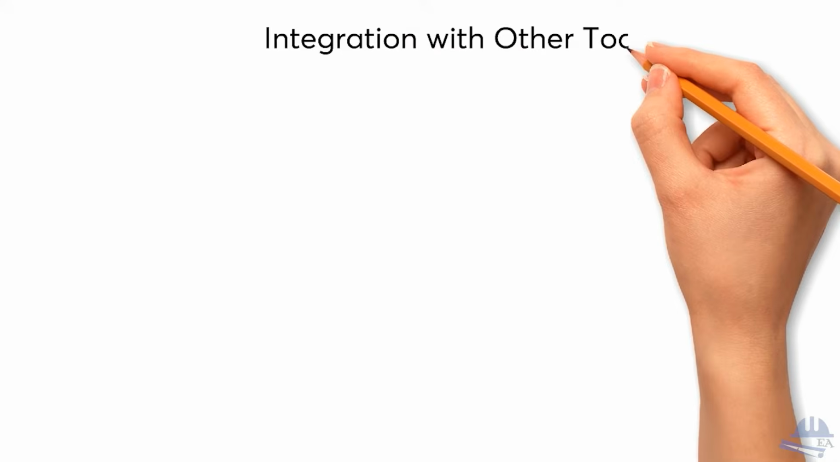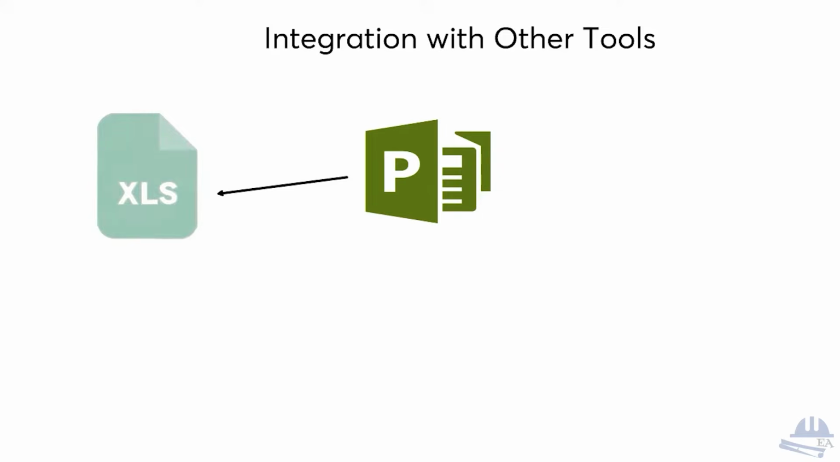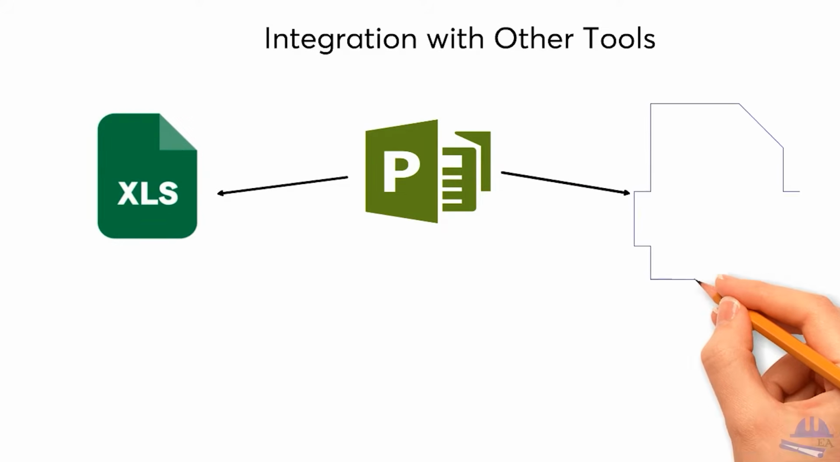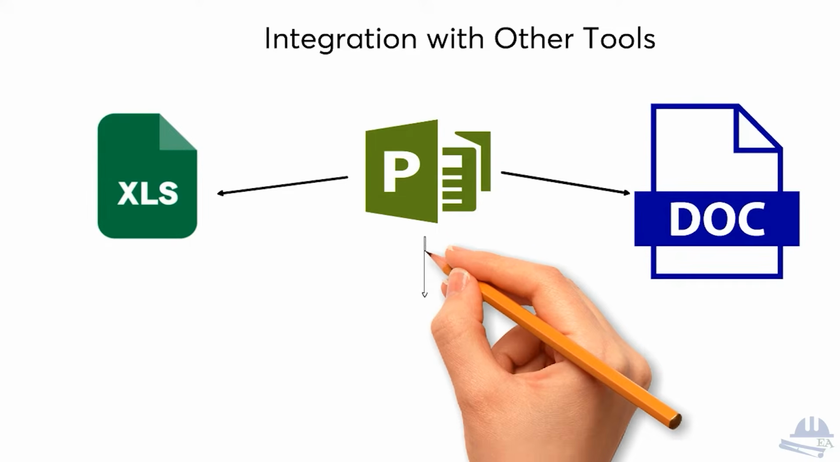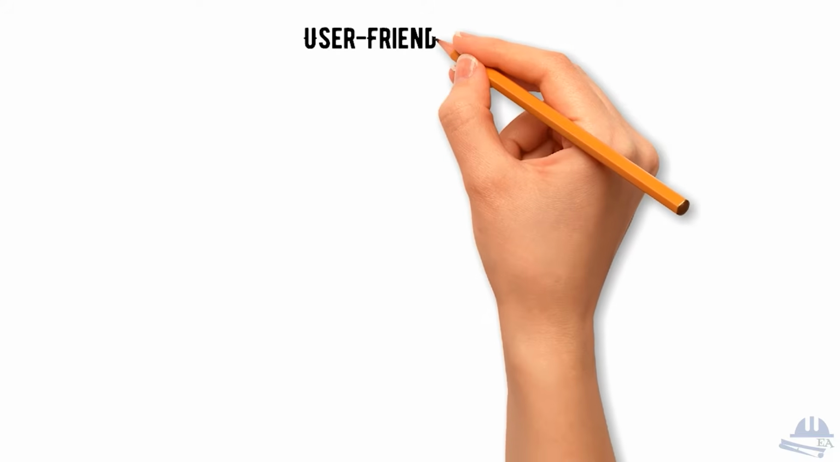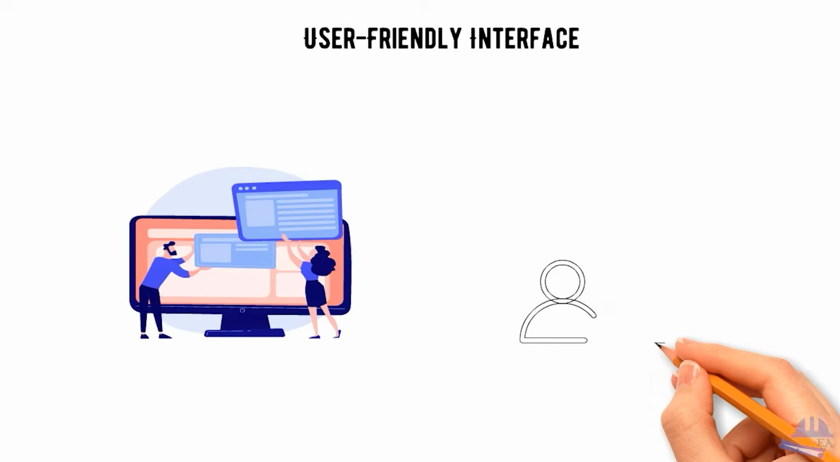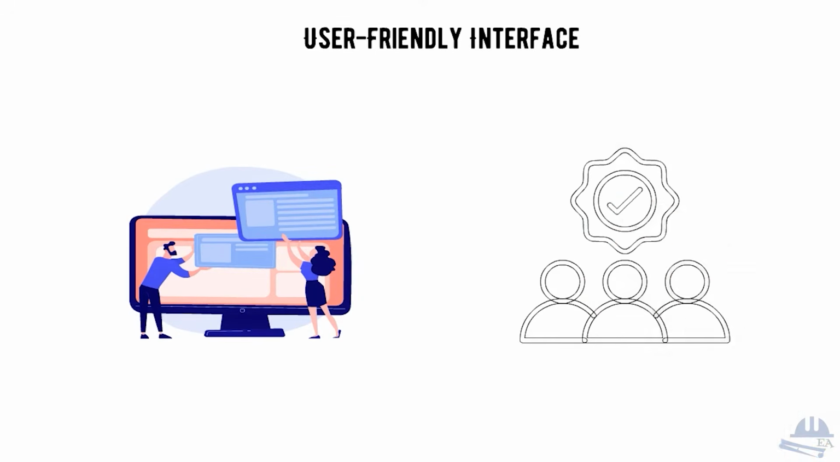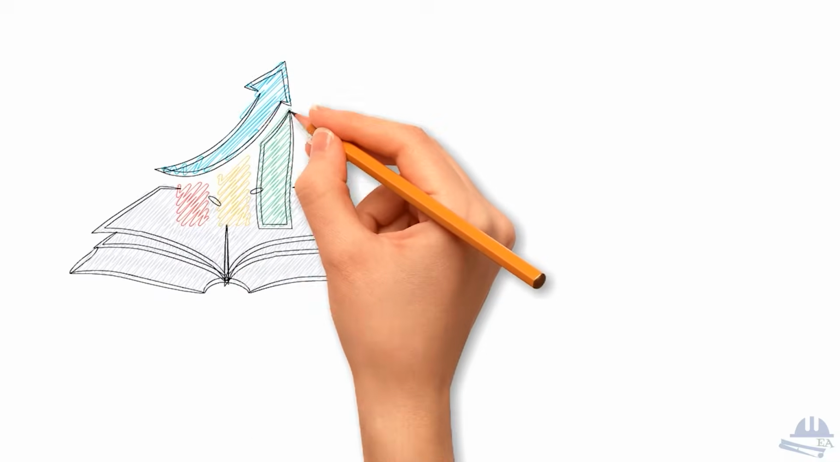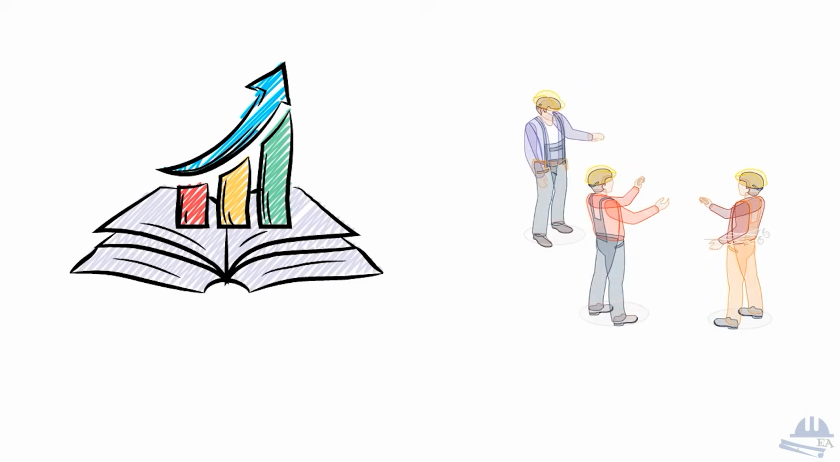Integration with other tools. Microsoft Project seamlessly integrates with other Microsoft applications like Excel, Word, and Outlook. This enhances collaboration and data sharing across different platforms, making it easier to share project plans, progress reports, and other important documents with your team. User-friendly interface. Despite its powerful features, Microsoft Project has a user-friendly interface that makes it accessible for beginners. The Ribbon interface, similar to other Microsoft Office products such as Word and Excel, ensures a short learning curve, allowing you to quickly get up to speed and start managing your construction projects effectively.